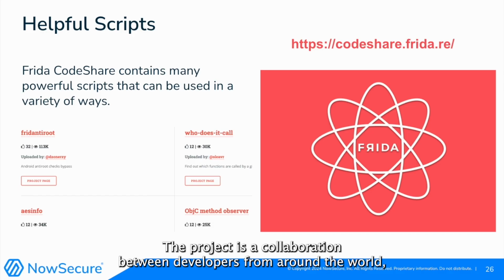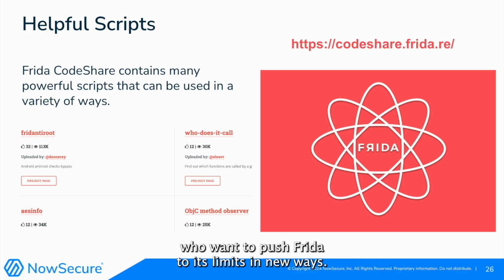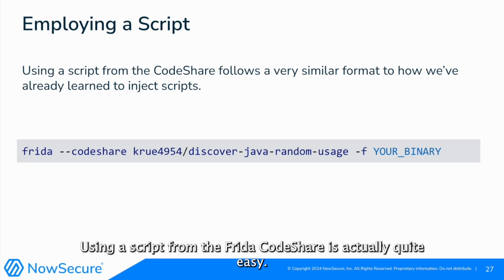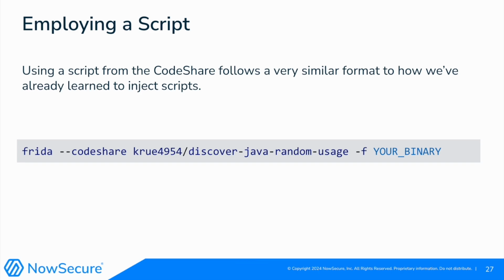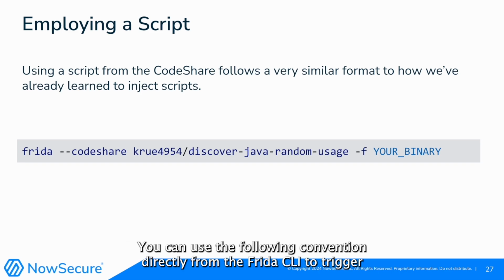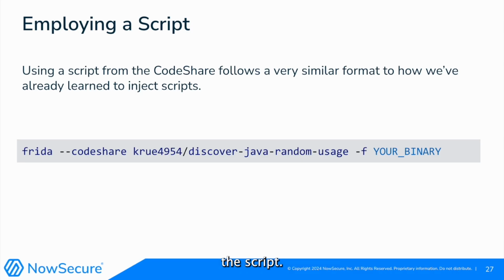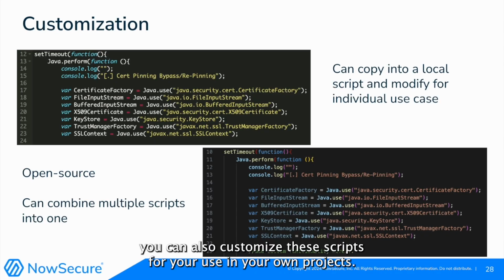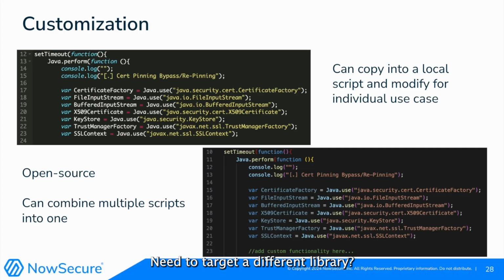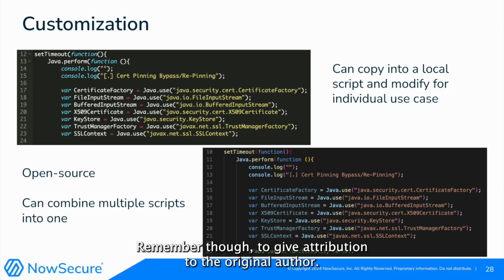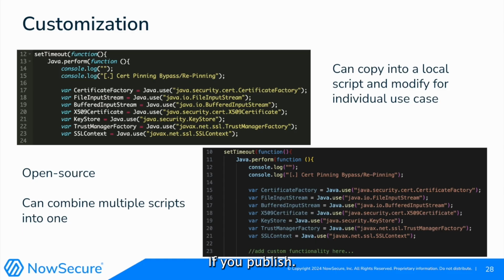The project is a collaboration between developers from around the world who want to push Frida to its limits in new ways. Using a script from the Frida Code Share is actually quite easy. You can use the following convention directly from the Frida CLI to trigger the script. Don't forget, you can also customize these scripts for your use in your own projects. Need to target a different library? No problem, just download and customize. Remember though to give attribution to the original author if you publish.